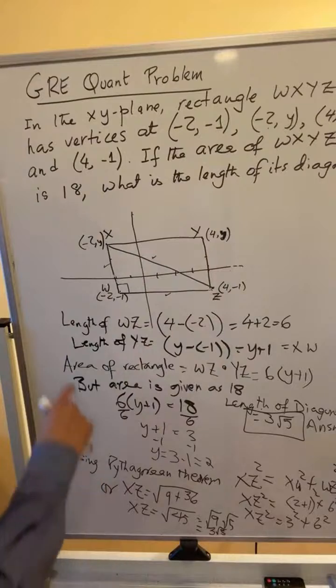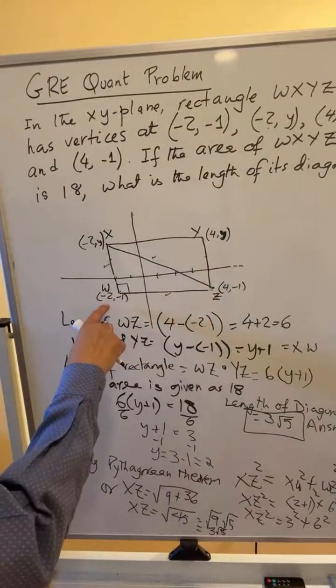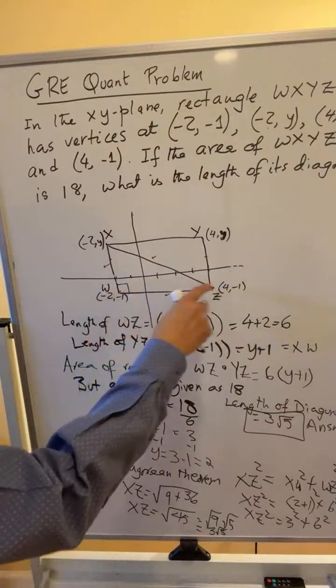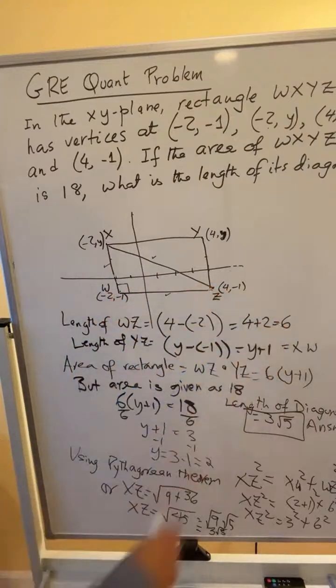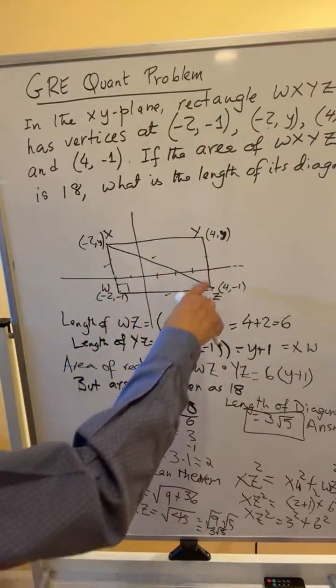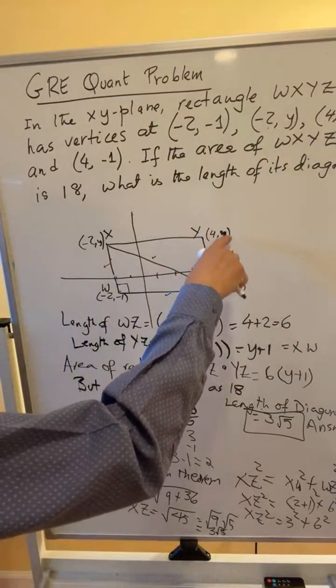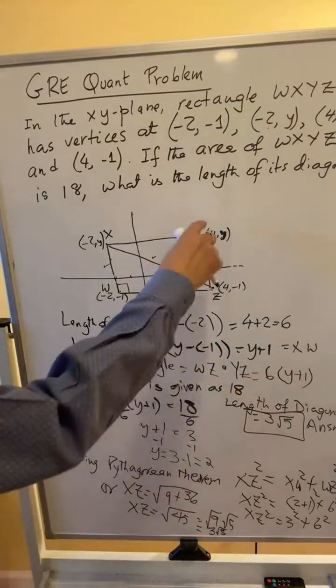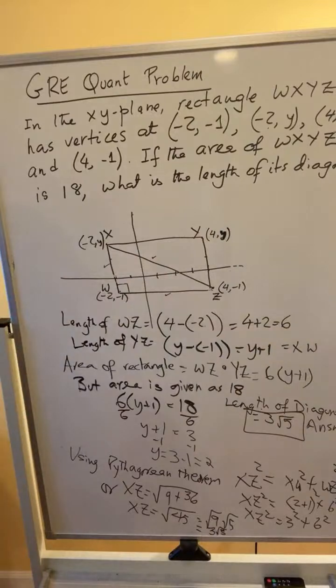Okay. Then I found out the length of WZ because their y coordinates are the same. It is only the difference in their x coordinates, which is 6. And YZ length, because their x coordinates are the same, is y minus 1 or y plus 1. And this YZ is the same in length as XW.